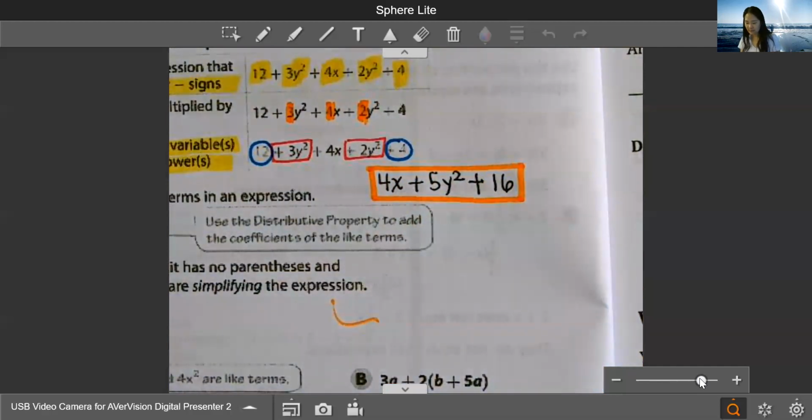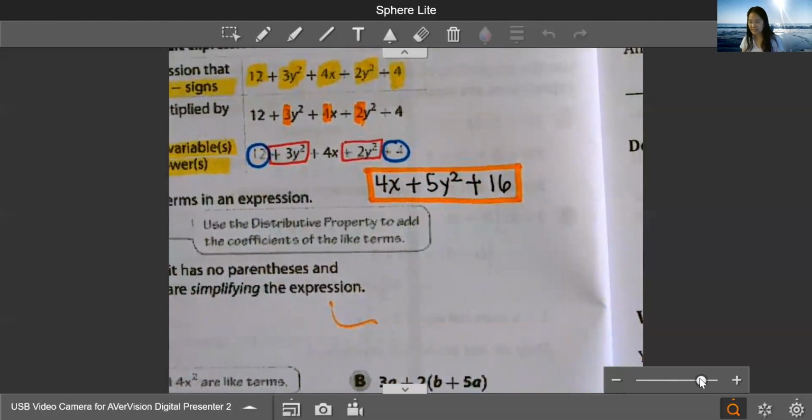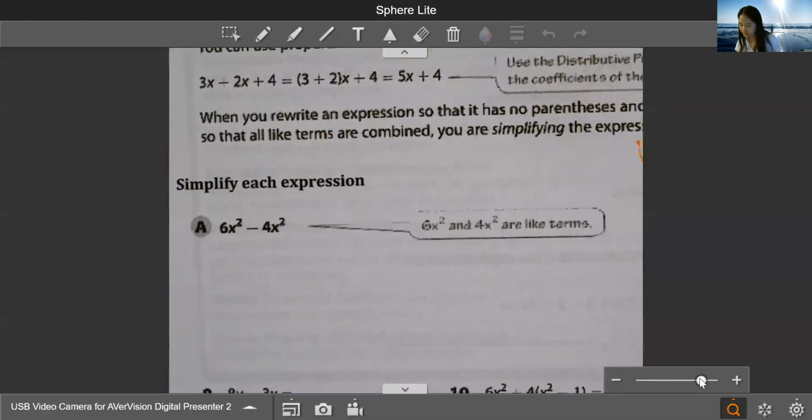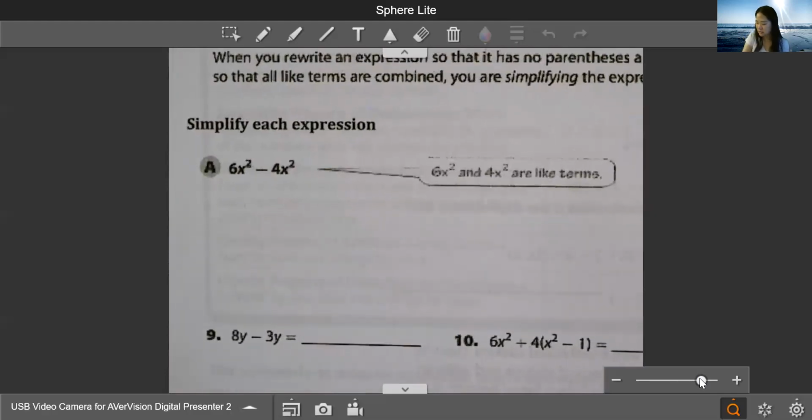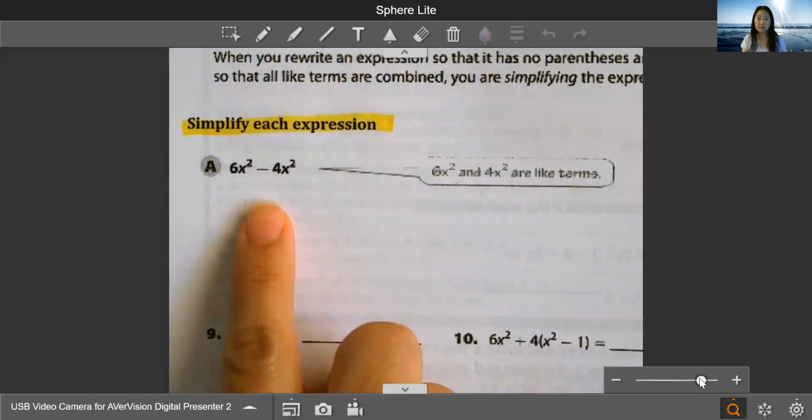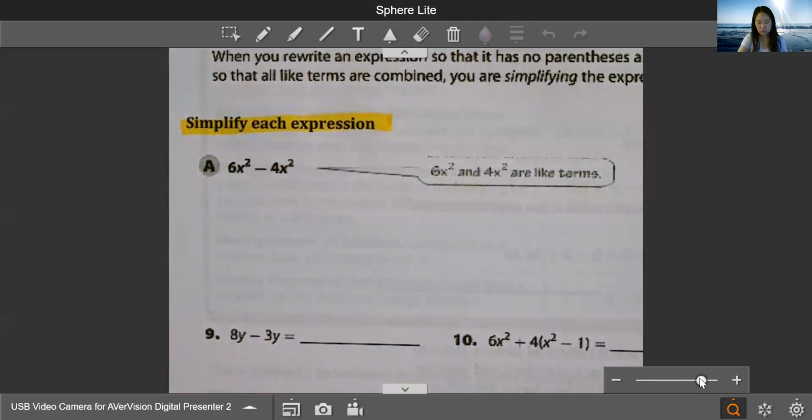Okay. All right, so with that, we're going to solve a few problems here. You see, it says simplify each expression. So watch my work expectation. First, write down the original problem. Second, I want you to circle. We're using different colors, so color code, or if you only have a pencil, you can circle one type of like terms, put a rectangle around another type of like terms, and underline another type of like terms. You could do it like that too.